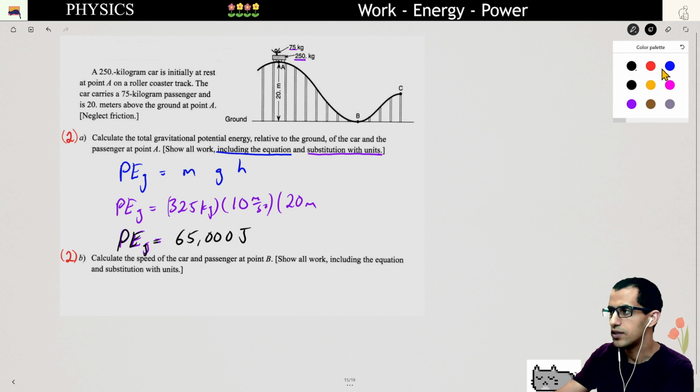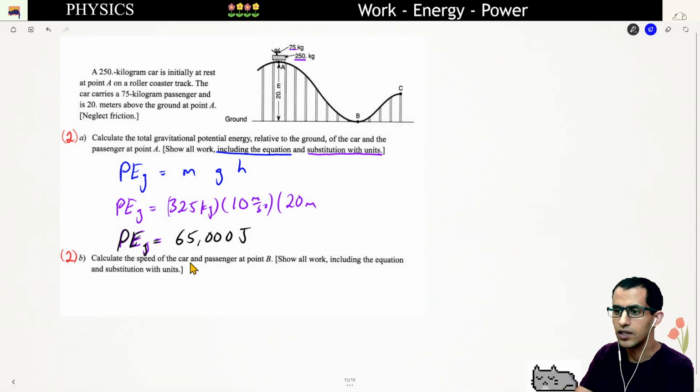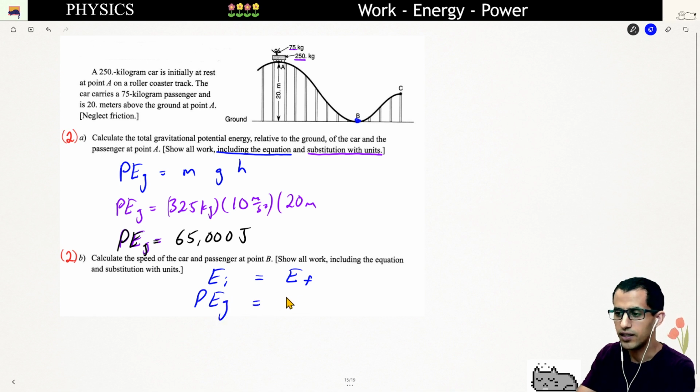The next question is to determine the speed of the car and passenger at point B. And point B is the lowest point on the track, which means all the potential energy that we started with is going to turn into kinetic energy down here. So to show that, we should show that this is a conservation of energy problem, where the initial energy and the final energy are equal. The initial energy is only gravitational potential, and the final energy is only kinetic. So this is our initial energy, this is our final energy. We know from the previous question that our initial potential energy is this.